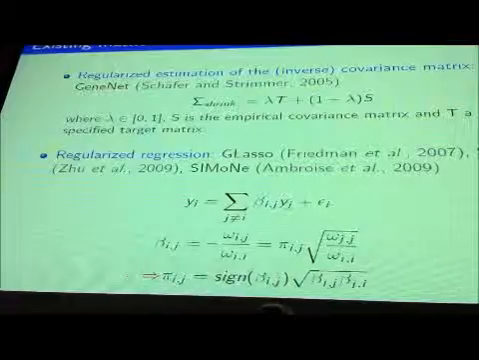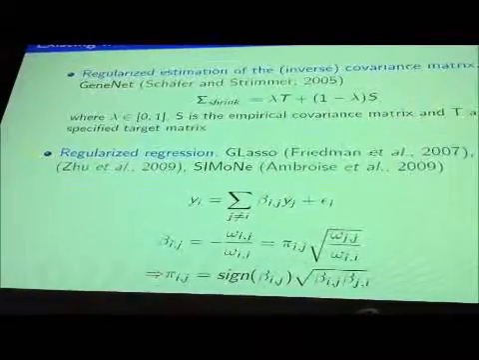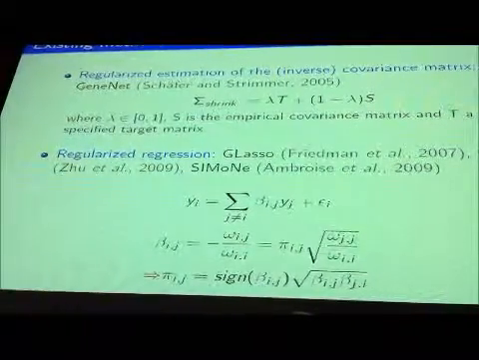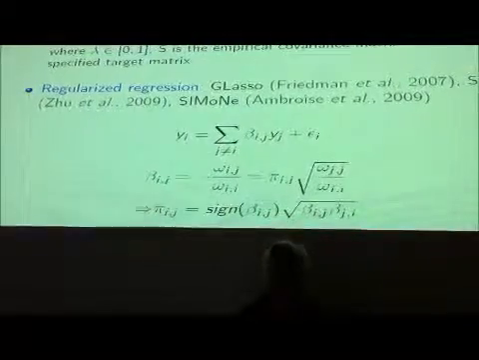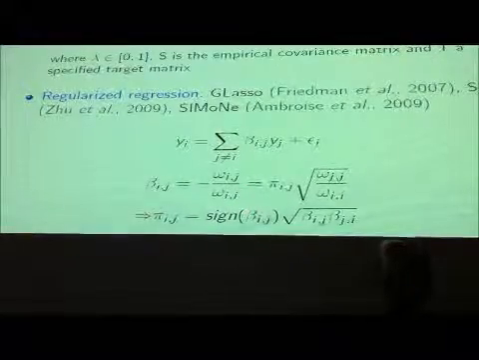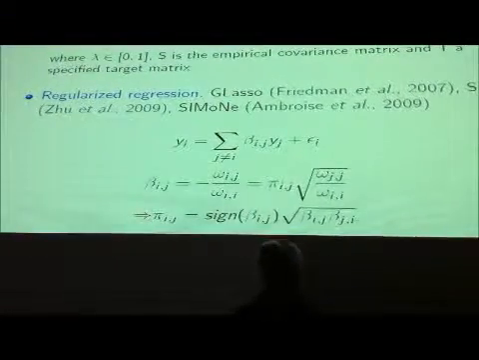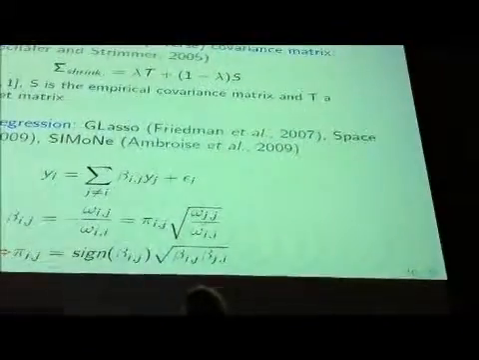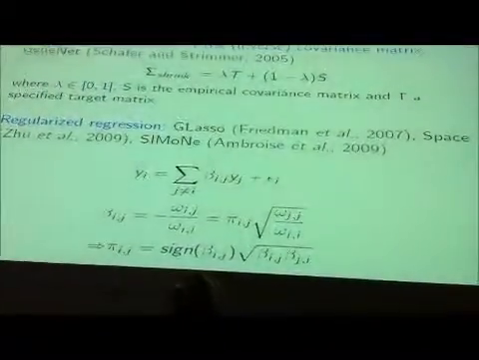There is also an alternative route called regularized regression. We regress each gene against the remaining set of variables, and we can then calculate the partial correlation simply like this with the regression coefficient. As we suppose that most high-dimensional problems are intrinsically sparse, most of them use lasso techniques. Here you have three versions of those methods: G-lasso, SPACE, and SIMoNe.